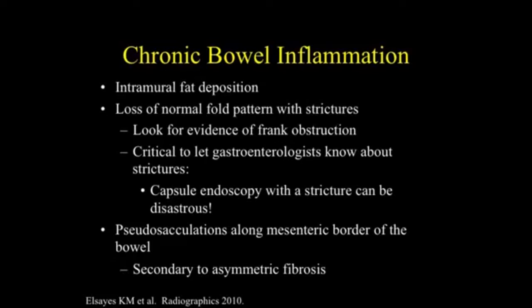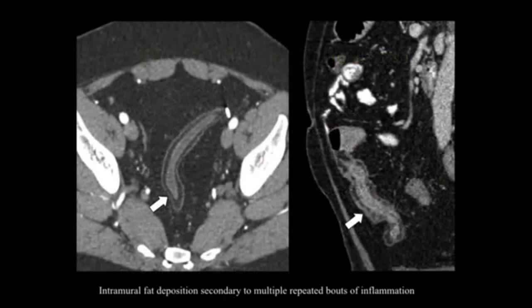Now, you may not always see it on a CT scan, but sometimes you'll see pseudosaculations along the mesenteric border of the bowel, probably secondary to asymmetric fibrosis. So here's an example of a patient who has creeping fat and intramural fat deposition. Notice how there's diffuse submucosal or intramural fat throughout the colon and rectum, suggesting that this patient has had repetitive, multiple bouts of colonic inflammation.